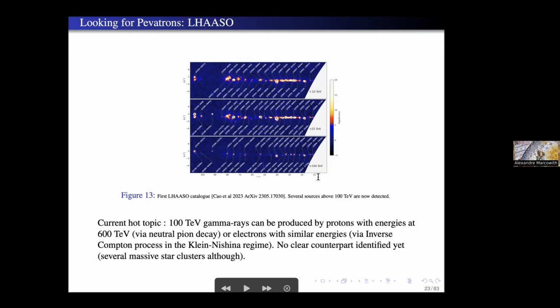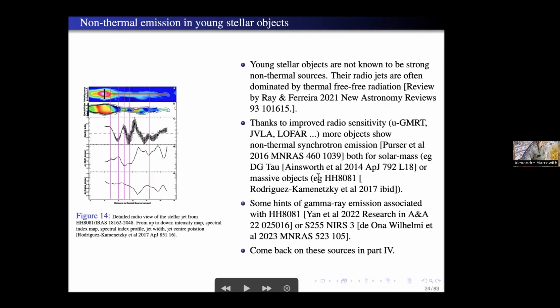And in fact, what they found are several sources which are associated with TeV gamma rays, let's say 100 tera electron volt gamma rays. But there is no clear counterpart yet identified because of the weak angular resolution. But this work is ongoing, and in fact is triggering a lot of activity in our community. This was just to inform you.